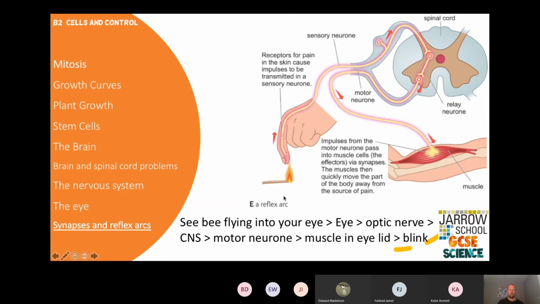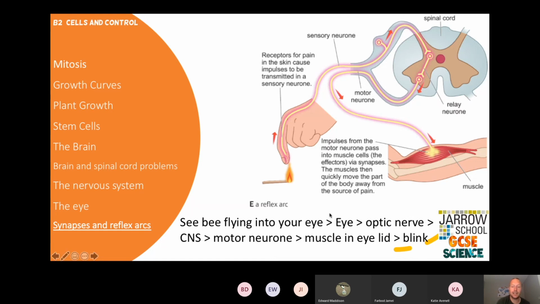Another example, so you see a bee or an insect flying towards your eye. What senses that? Well, your eye sees it. The retina detects that light. That passes it through the optic nerve to your central nervous system, which passes it back to a motor neuron, the muscles in your eyelid, and you would blink.